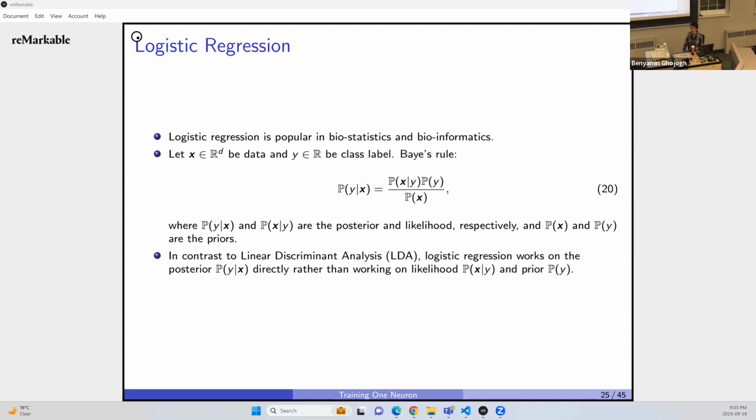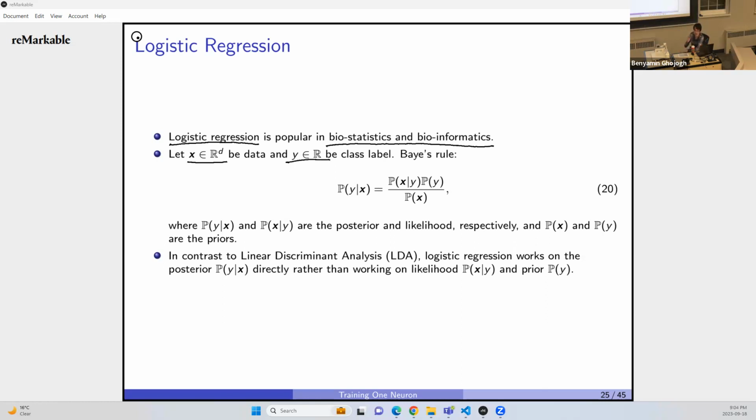Why do we call it regression? Because, as I said in preliminaries, you can see classification maybe as a special case of regression. You output some probability, then using a threshold, you can say whether it's in class 1 or class 2, right? The same idea here. We regress some continuous value, and then based on that, using a threshold, we decide which class it is, right? So logistic regression is popular in biostatistics and bioinformatics, especially, I think 10 years ago, most of the papers using data analytics in biostatistics, bioinformatics and biology were mostly using logistic regression. Okay. Let X be d-dimensional data and Y be the class label.